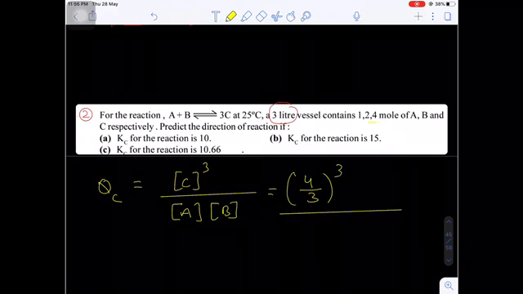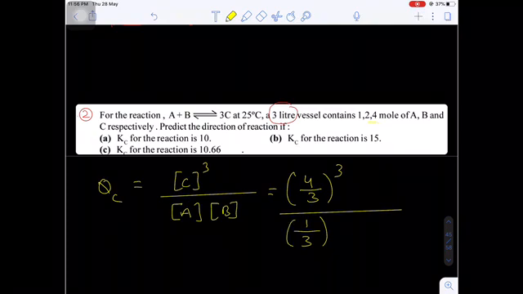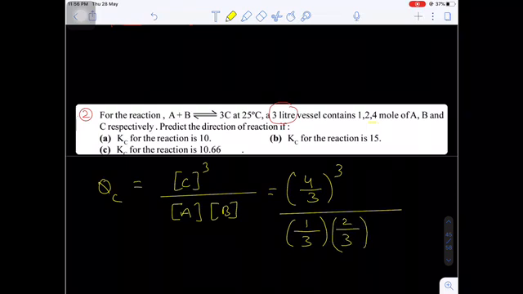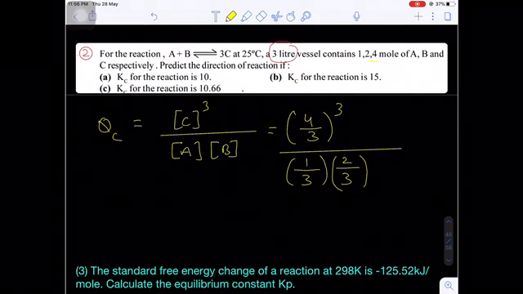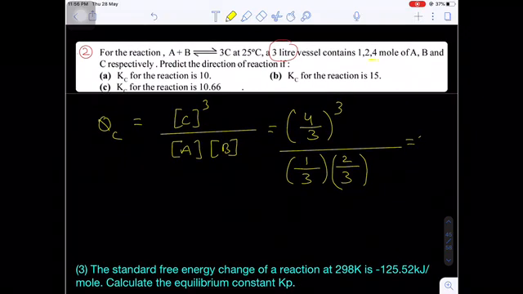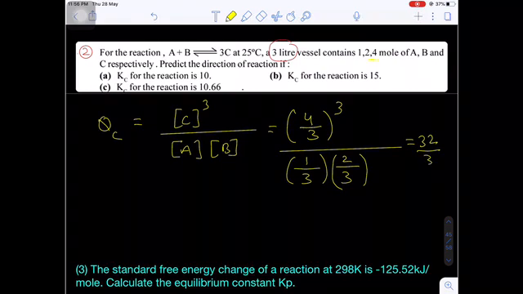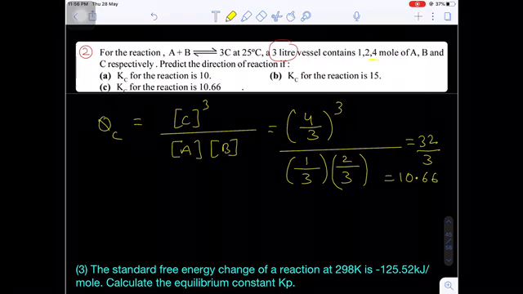Divided by the concentration of A, which is 1 mole divided by the volume of the container. What is the concentration of B given to you? 2 moles, and the volume of the container is 3 liters, so per liter we have 2 by 3. Are you getting my point? Which is equal to 32 upon 3, which is equal to 10.66.